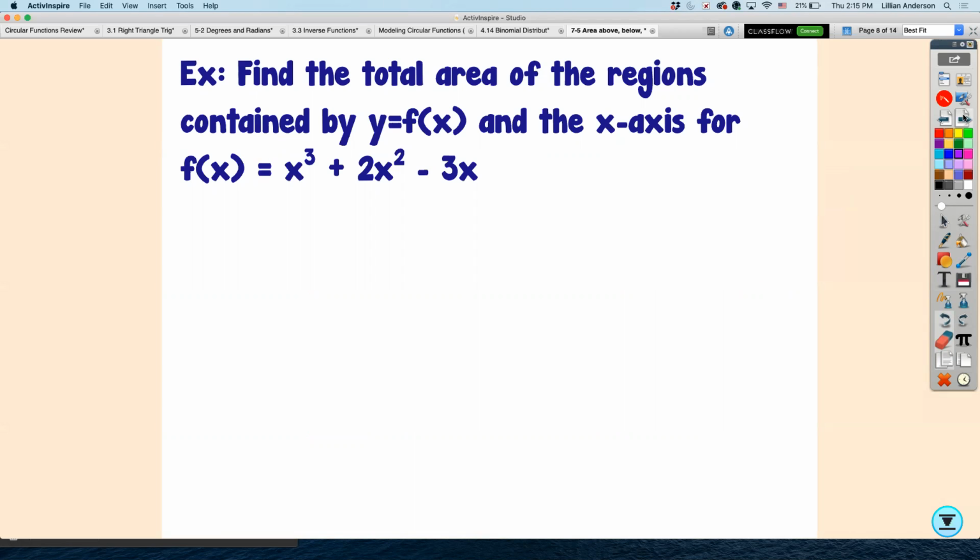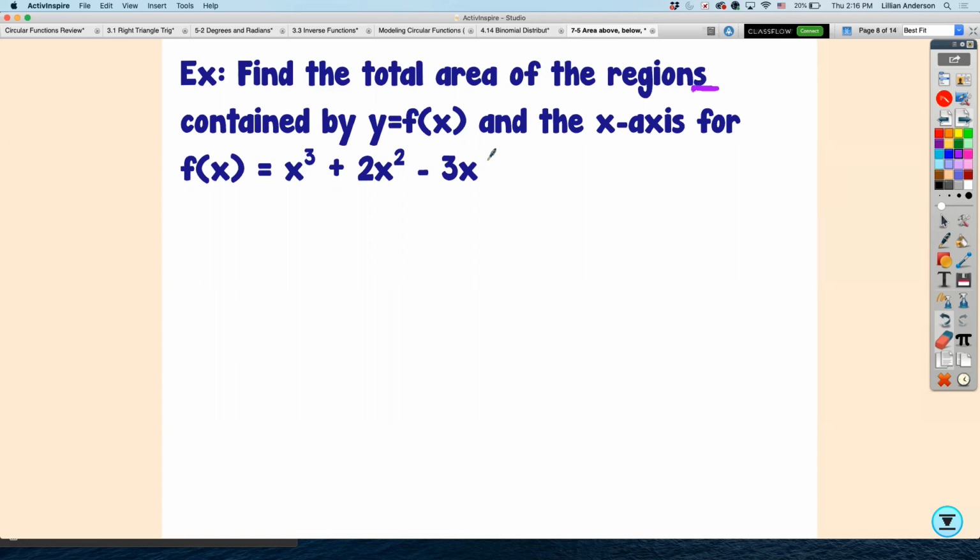Okay. Find the total area of the region contained by y equals f of x and the x-axis for this particular function. Keyword here, regions. So that means it's probably going to be more than one region. And this can very well happen, all right? If part of the regions are above the x-axis and part below the x-axis, you got to take that into consideration, okay? Because you're not going to be able to find the integral straight through once it crosses over the x-axis.